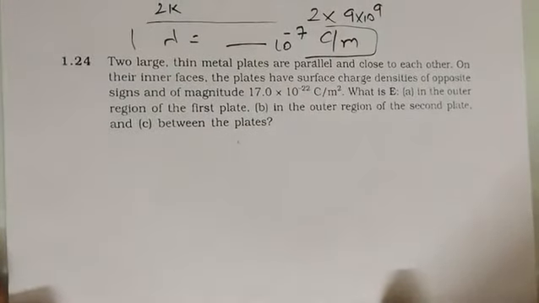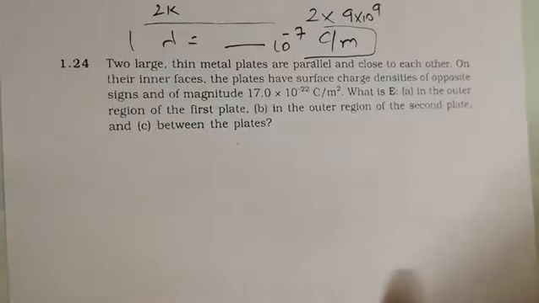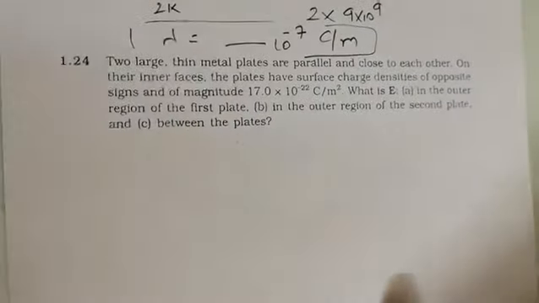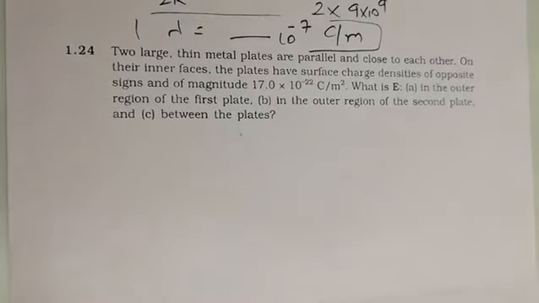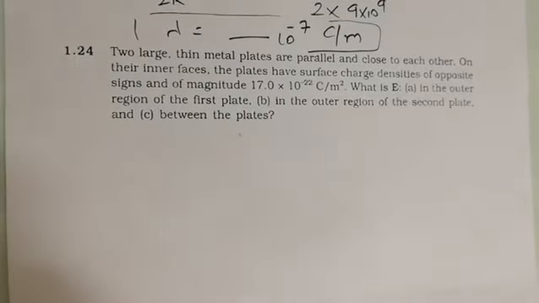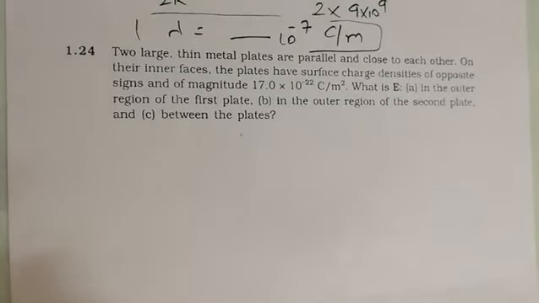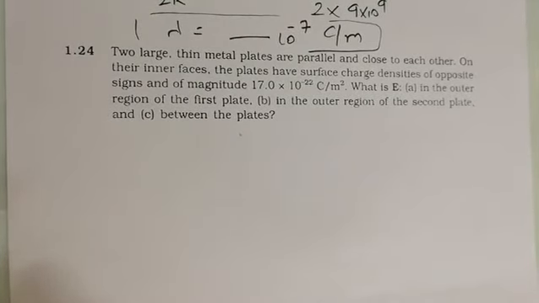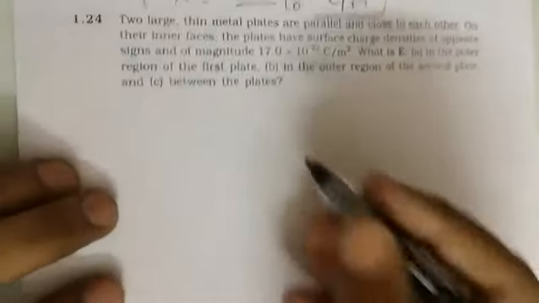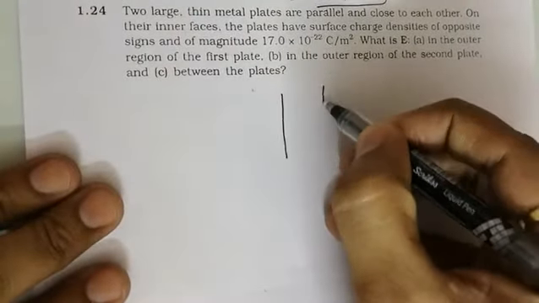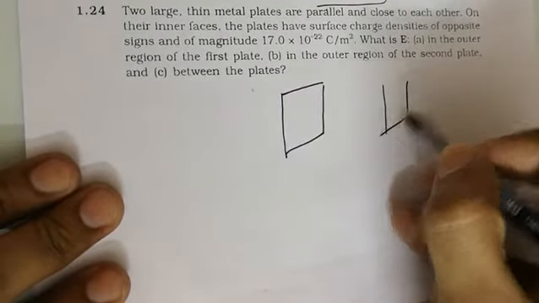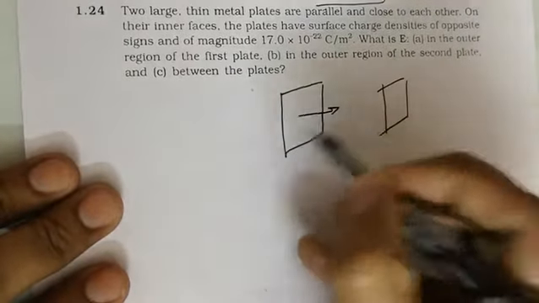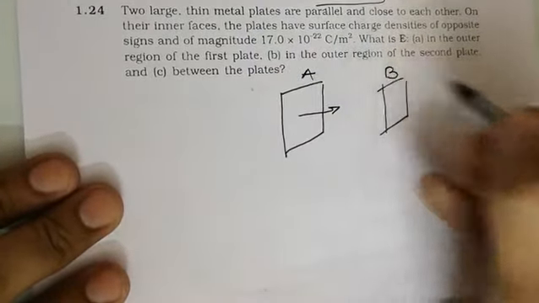Last example of this chapter: two large thin metal plates which are parallel and close to each other, separated by some distance, where their charge densities are 17 × 10^-22 coulomb per meter square. The other one holds the same charge density, but its charge value is negative compared to the previous one. First of all, I am drawing these two parallel surfaces: one is surface A, the second is surface B.